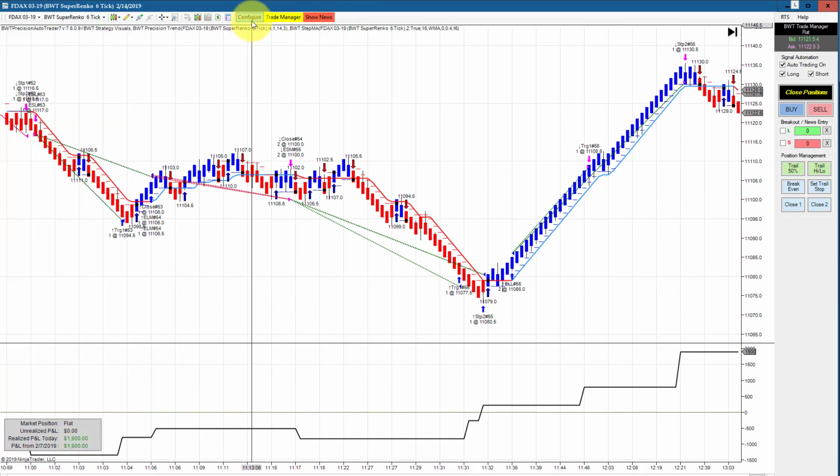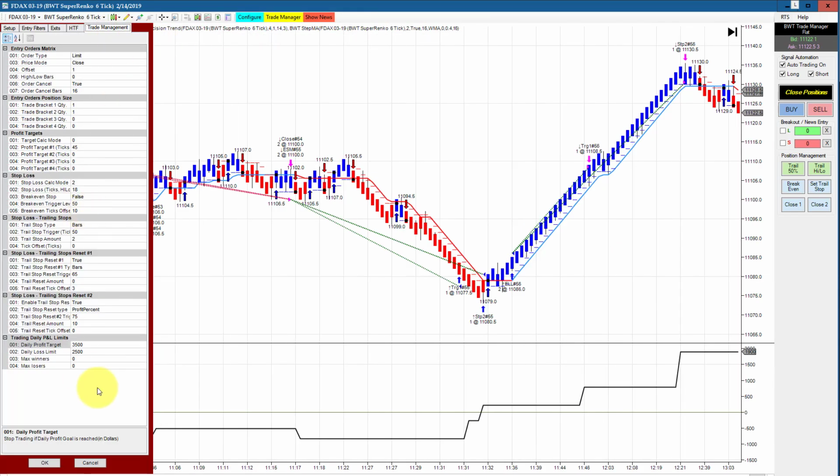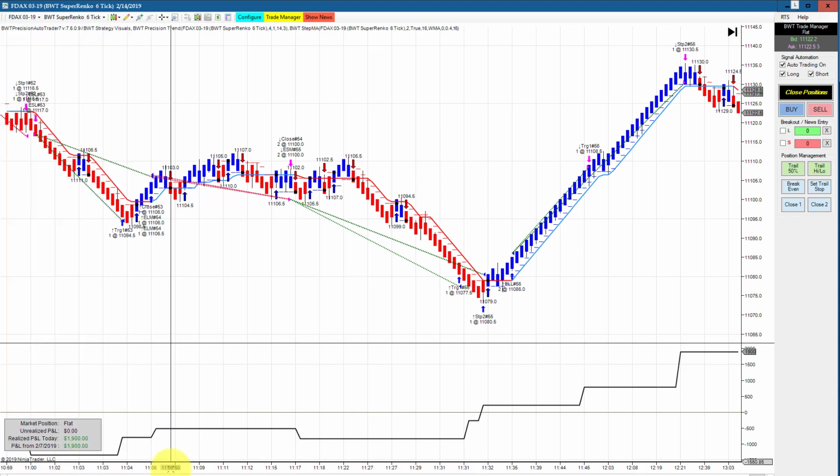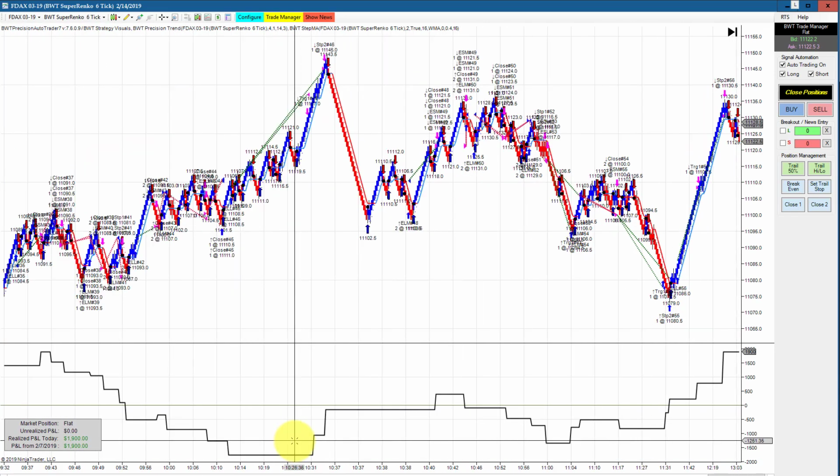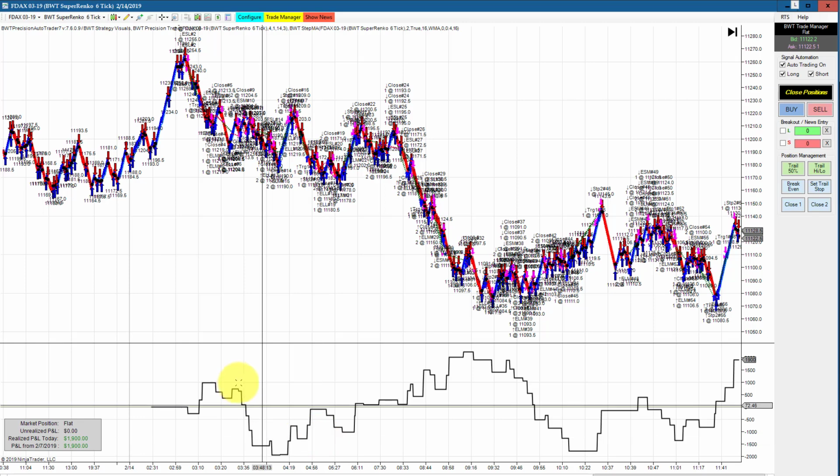This did 1900 for the day. I have a pretty high goal because it's the first time I've looked at this chart, the first time I'm showing this, the first time I tried the settings here, and I gave it a pretty high goal because I wanted to just see it trade and see how it did. So it was quite active today. There were a lot of trades.